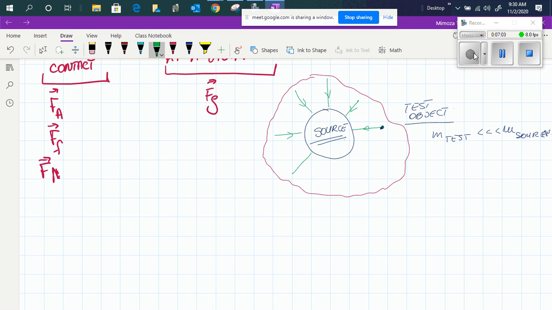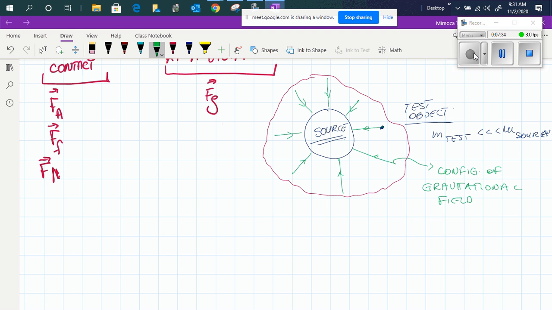And this will be the configuration of the field. As you see here, the configuration of gravitational field in this case, as you see, the gravitational field, like any field, is a vector quantity.